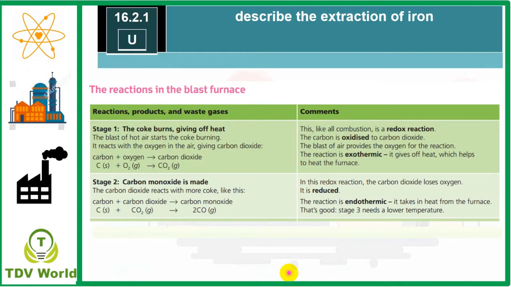And this is what we have studied till now. Stage 1, in which coke burns, carbon plus oxygen, and as a result carbon dioxide is formed. In stage 2, carbon monoxide is made, and carbon plus carbon dioxide both combine and carbon monoxide forms. These two stages are what we have discussed up till now.